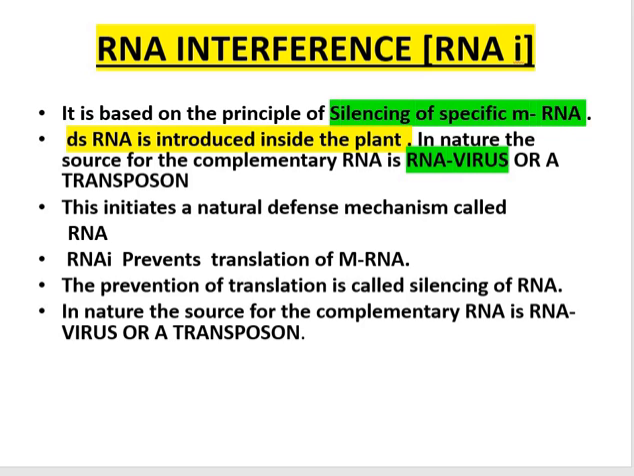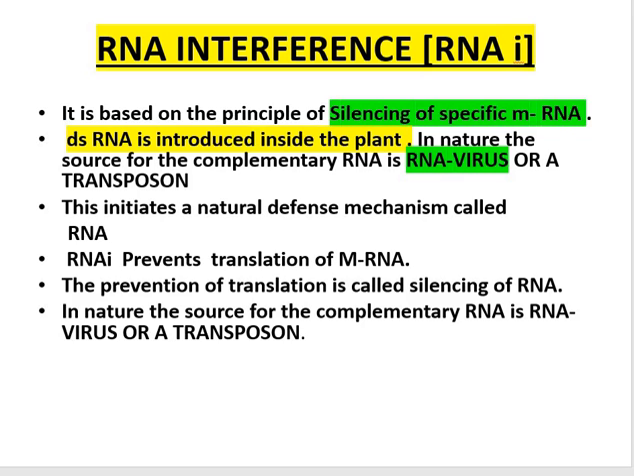RNA interference is a mechanism which is seen naturally in many eukaryotic organisms including plants. This is a mechanism by which the plant defends itself from certain infectious agents like RNA viruses. The principle of RNA interference is based on silencing of the mRNA. When we say silencing of the mRNA, it means it is a process by which the mRNA becomes non-functional, and non-functional mRNA will be unable to produce the specific proteins.